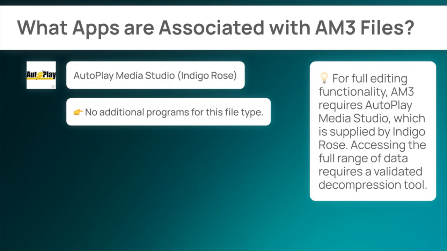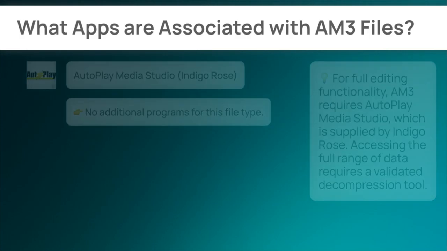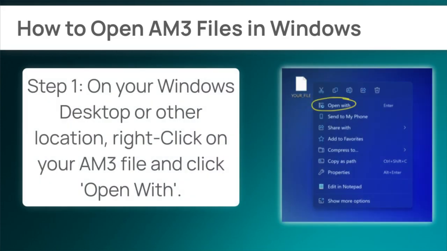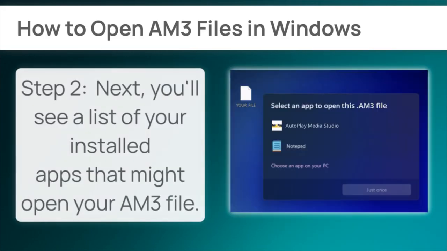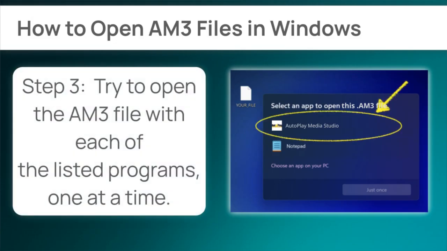Windows allows inspection of the code, but safe operation requires compatible environments. The first action is critical. Right-click your AM3 file and select Open With. Use AutoPlay Media Studio if it is installed. If it's not available, select another program. Don't stop until the file successfully opens.